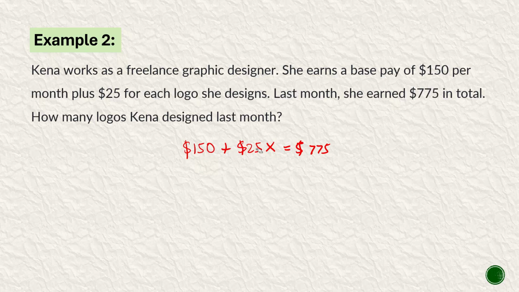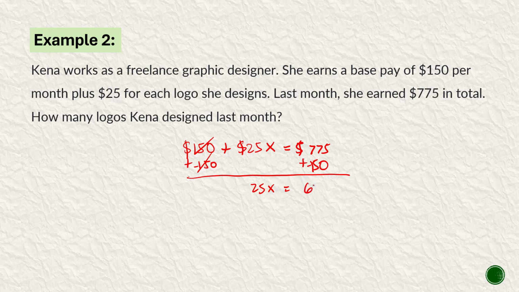So isolate the X, remove 150 first by adding the inverse of that on both sides. So that cancels out. Again, whatever you do on the left, you do it on the right side. That's how properties of equality work. So 775 minus 150, because they have different signs, you need to subtract them.